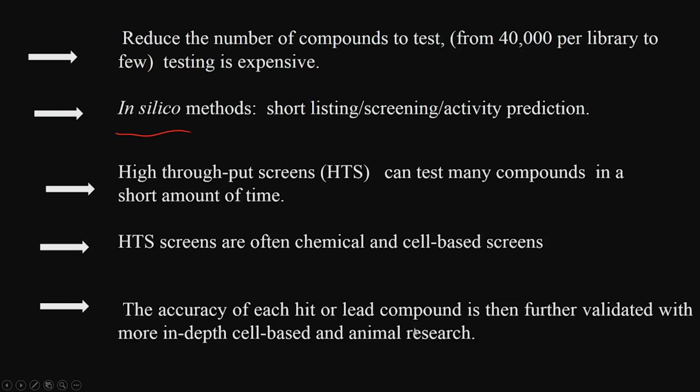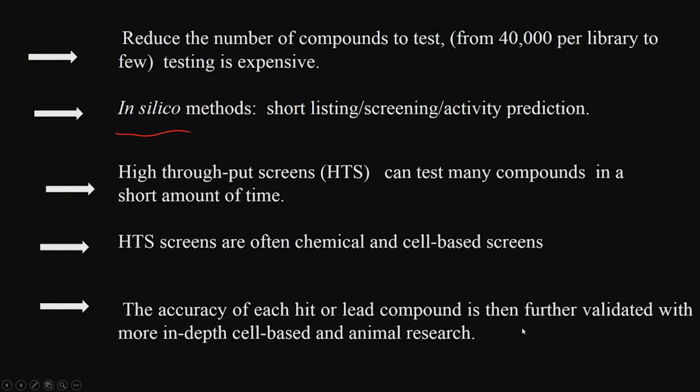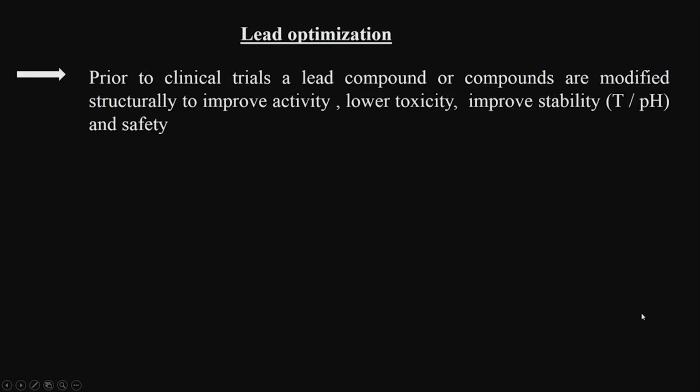And then after that, if there are some promising candidates, we can do more experiments, animal studies, or more assays. So, initially you test a large number of compounds using high throughput screening, and then for candidates which look very promising, you spend more time doing in-depth studies, more biochemical assays, or even validating with animals. And then comes the lead optimization.